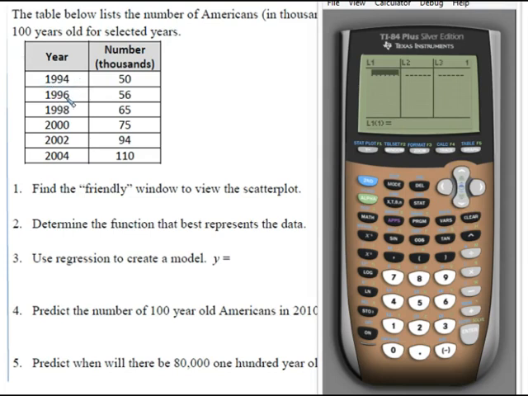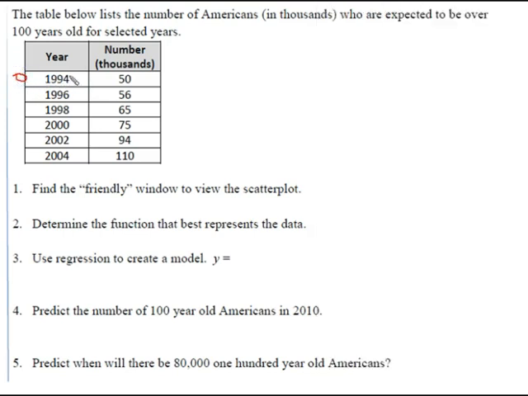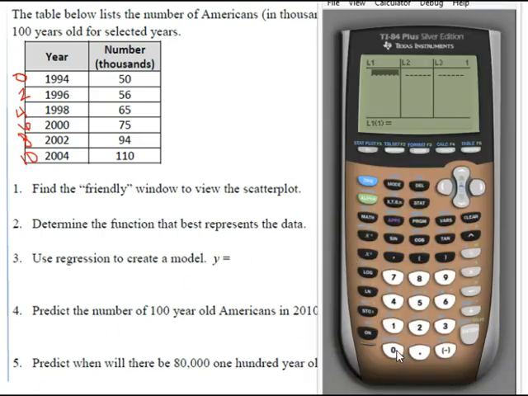Now here's the thing. Typing in 1994, 1996, and so on are really, really big numbers for your calculator, because your calculator doesn't know the idea of dates, okay? It just knows strictly digits or numbers. So to make it easier for our calculator, instead of using 1994, we're going to use 0, because that's kind of our starting year, and then we'll use 2, 4, 6, 8, and 10, just to show the progression of 2 years in each step.